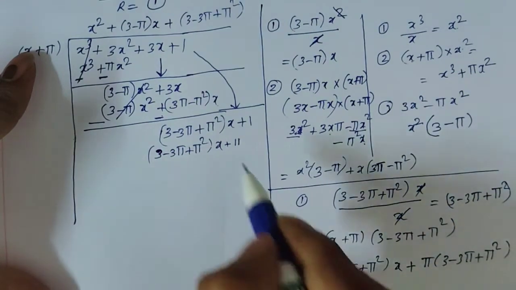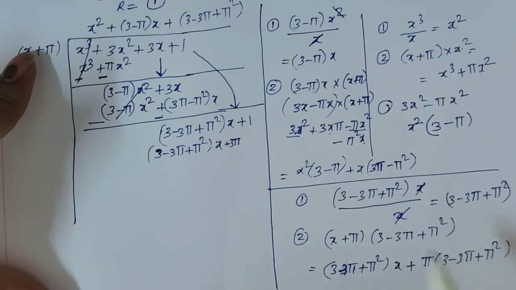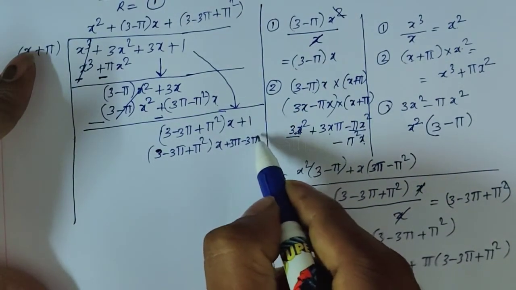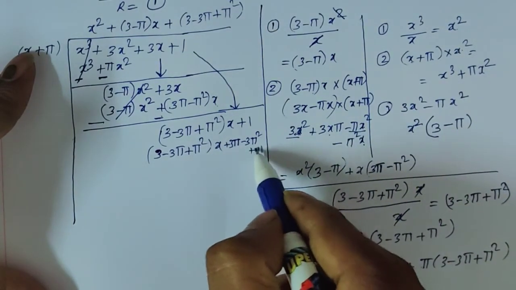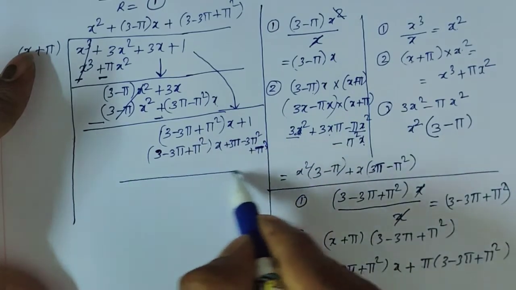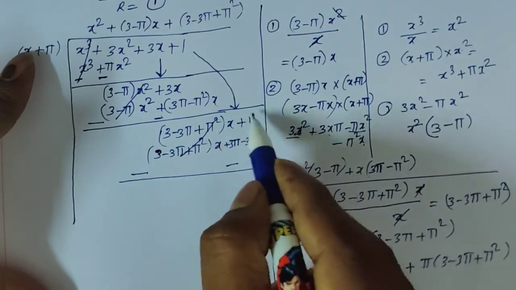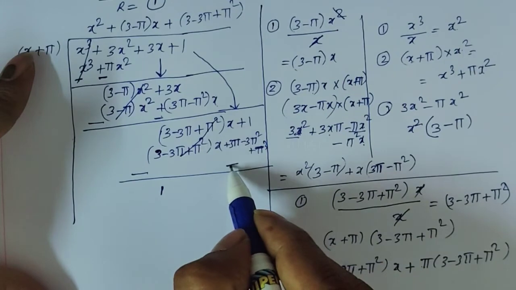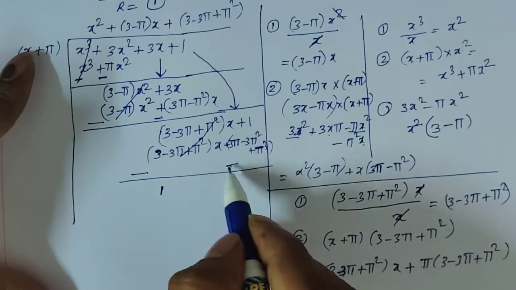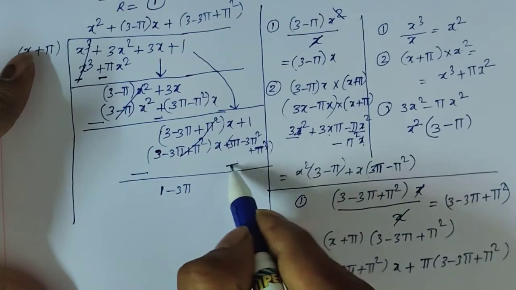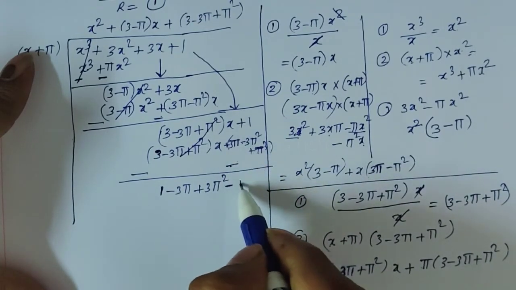So pi into 3 will become 3 pi. Pi into minus 3 pi will become minus 3 pi square. Pi into pi square will become pi cube. So you need to subtract this. These two parts get cancelled. What is left here? 1. Since it is a minus term, minus 1 into 3 minus 3 pi minus 3 pi. Minus into minus will become plus 3 pi square. Minus into plus will become minus pi cube.